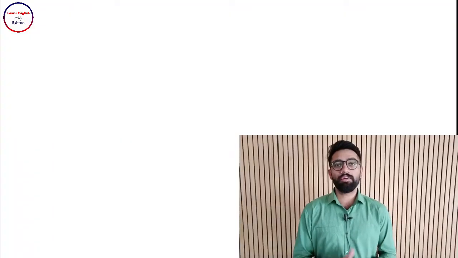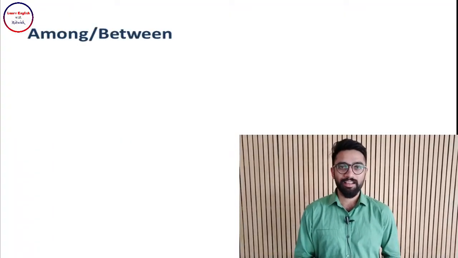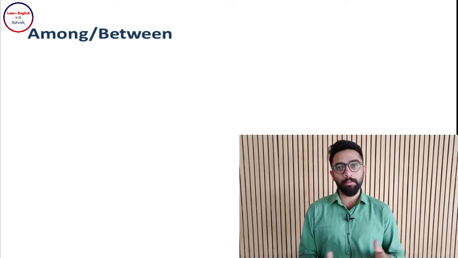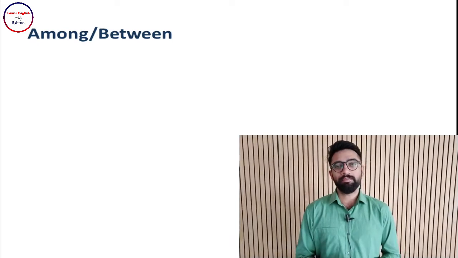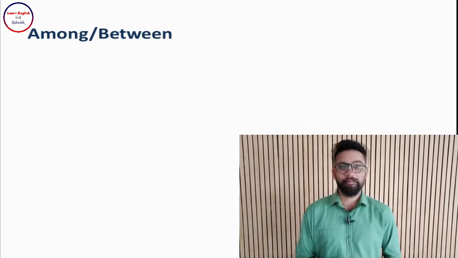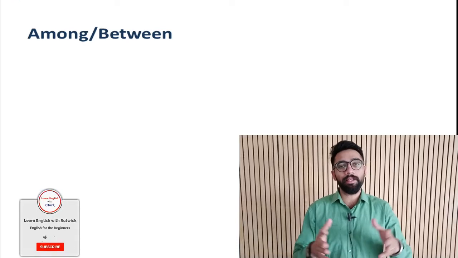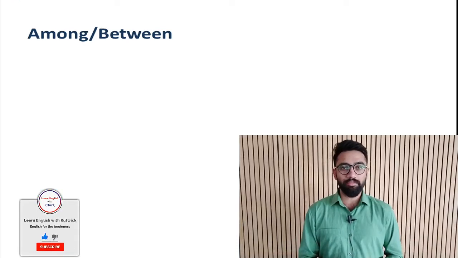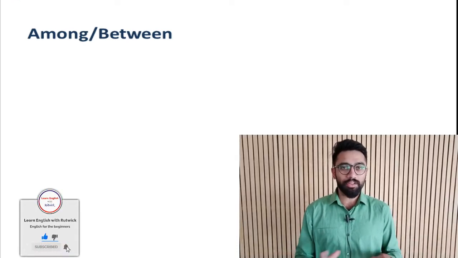Now the next pair of words has really confusing words. People often make errors in among and between. Well, the meaning of both these words is same, but their usage differs. So it's a myth that people say that we use among when we have multiple elements and we use between when we have two elements, which is not the fact.